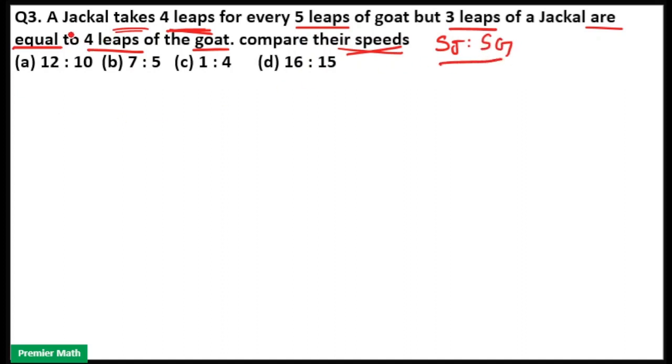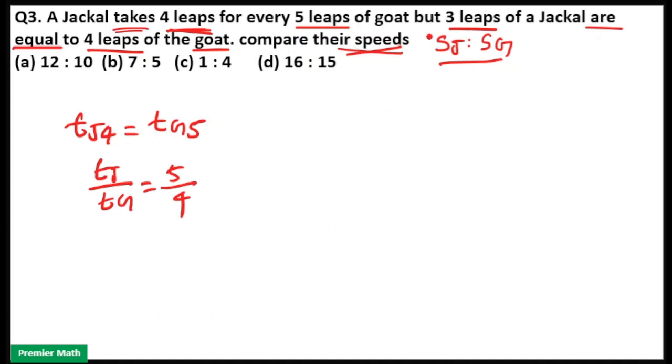Here in the first sentence, jackal takes 4 leaps for every 5 leaps of goat. That means time for jackal to take 4 leaps is equal to time for goat to take 5 leaps. The time is constant in the first sentence. Always be careful while reading these kinds of questions. In this first sentence, time is constant, not the distance. So time is constant. That means the time ratio of jackal to goat is equal to 5 by 4.